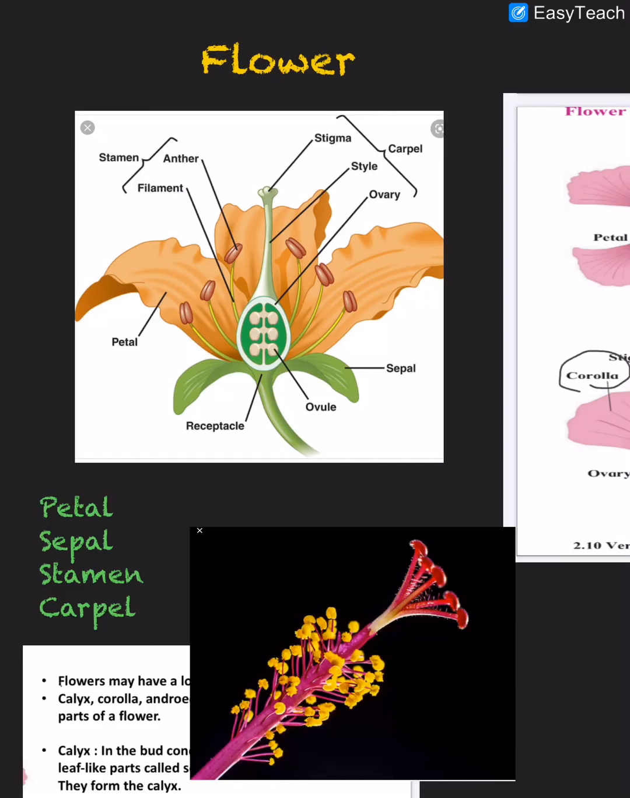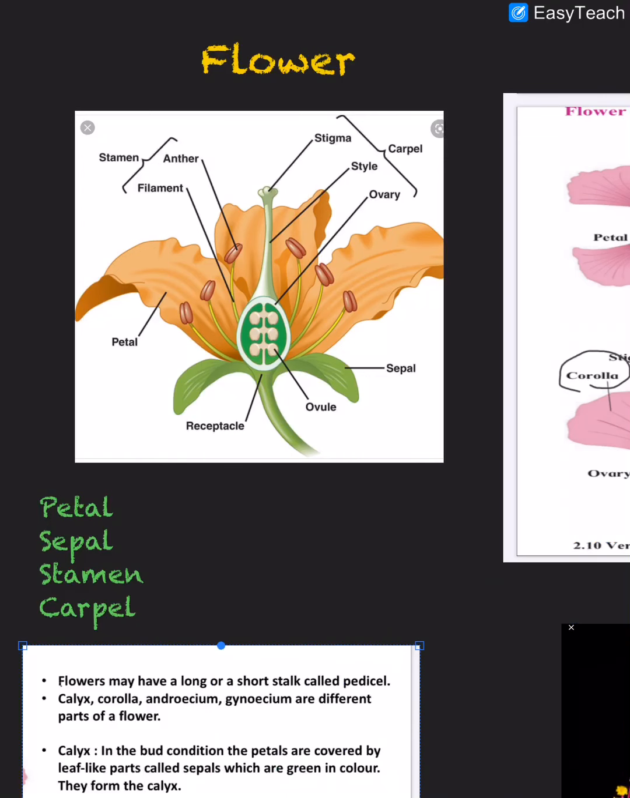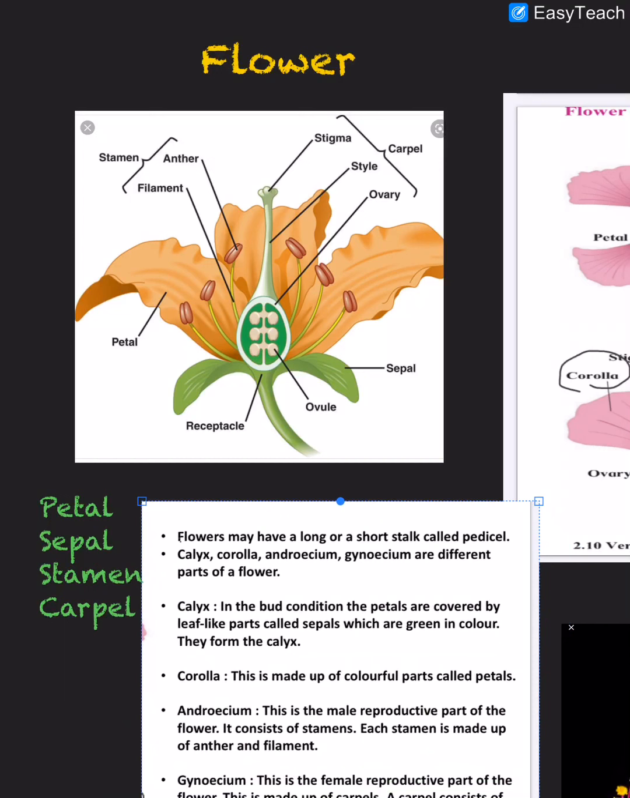And the carpel's parts are stigma, style and ovary. You can see this is the stigma of a hibiscus flower, and stamen, petal and carpel. These are the basic structure of a flower. So now let us see what the different parts are.